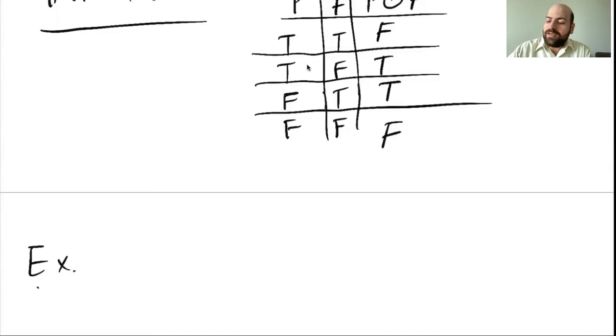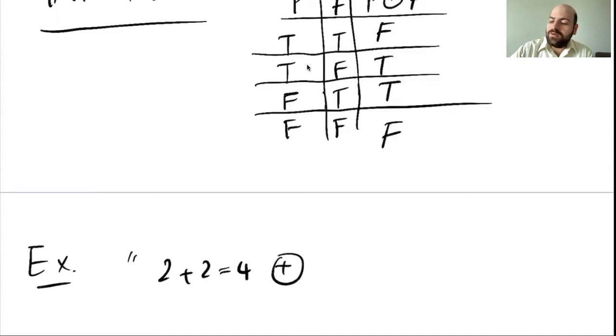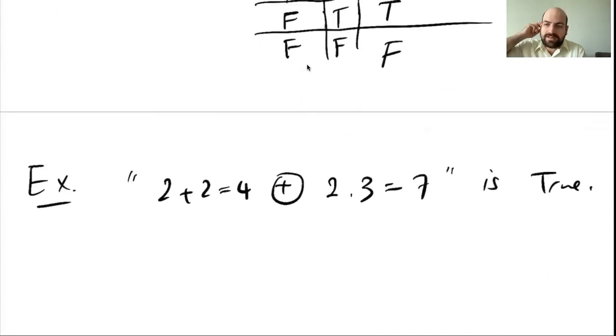Okay, so for example, again, 2 plus 2 equals 4 XOR 2 times 3 equals 7 is true, right? Because exactly one of these two statements is true, which is actually the first one, right? 2 plus 2 equals 4 is true, but the second one is false.